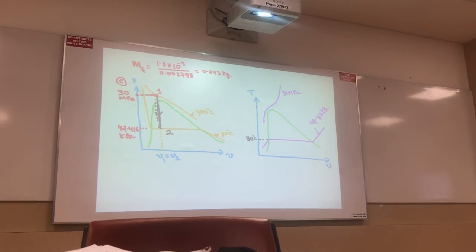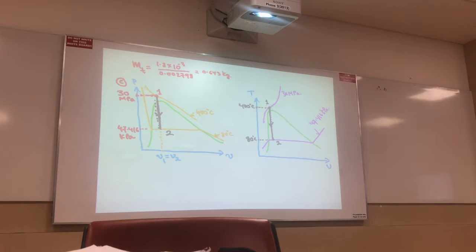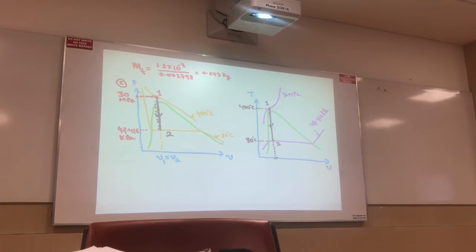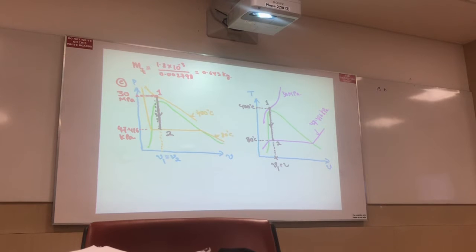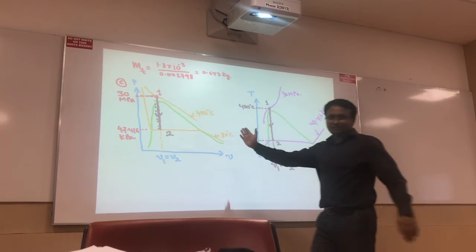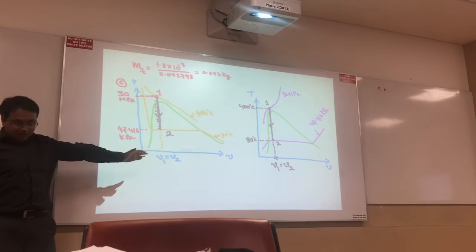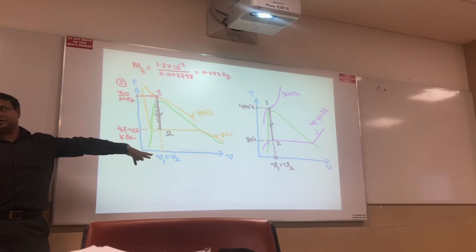Right, and here it shows 400 degrees Celsius. So this is definitely state 1. And state 2, we just draw a straight line. Right? So this indicates state 2. If you draw one line like that, this indicates specific volume at 1 and specific volume at 2 are the same. Understand? This is the diagram. If you understand this diagram, you can solve the question very easily.